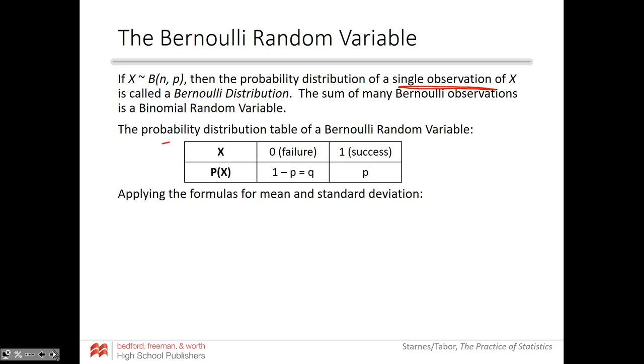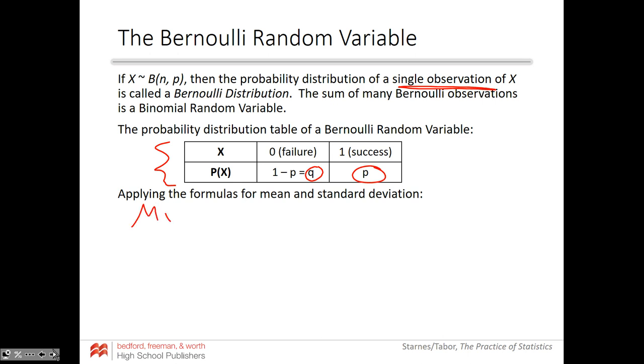If I just have one trial, a Bernoulli random variable, on that one multiple choice question, I either get it right or I get it wrong. I either have a failure or a success. The probability of success, just like always, we call p. The probability of failure, just like always, is 1 minus p, but let's now define that to be equal to q. So I'm going to apply my formulas for mean and standard deviation of random variables from earlier in chapter 6.